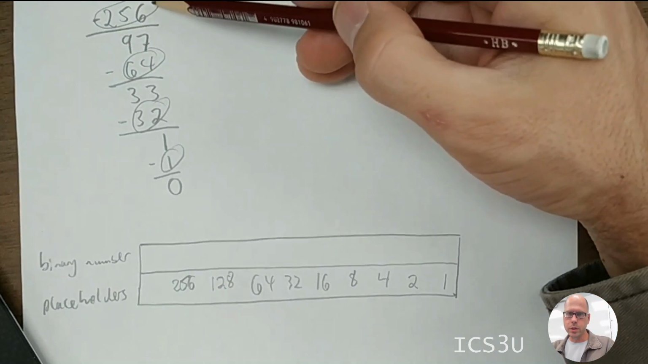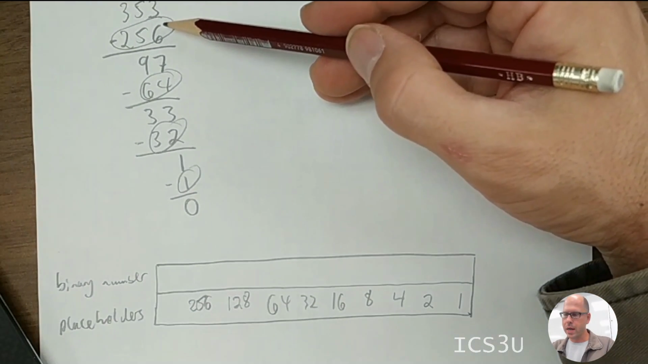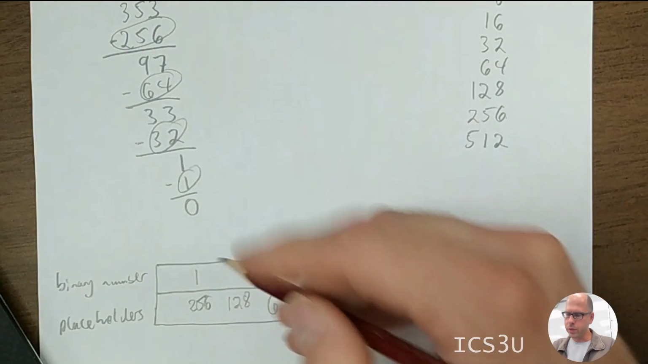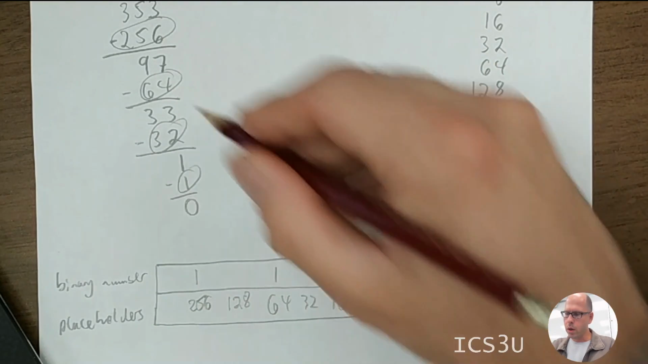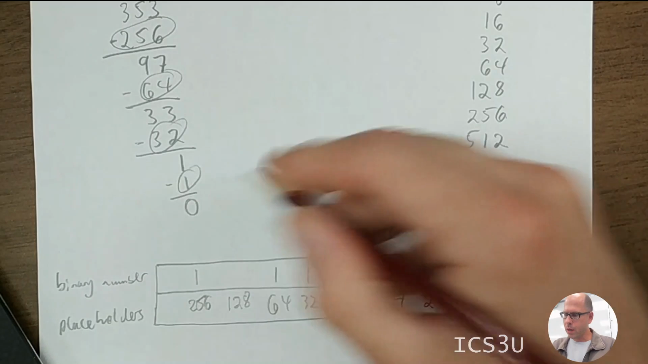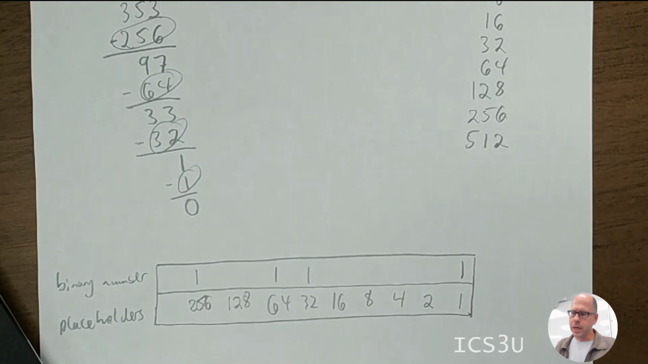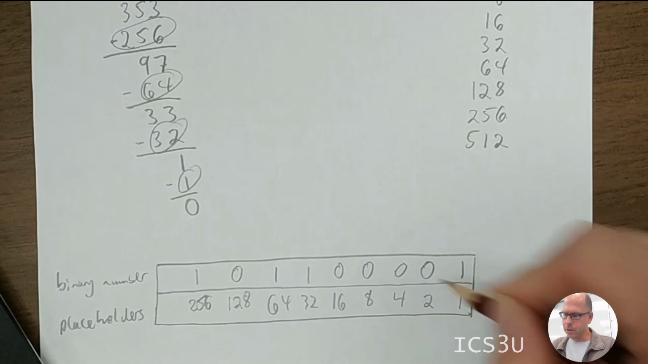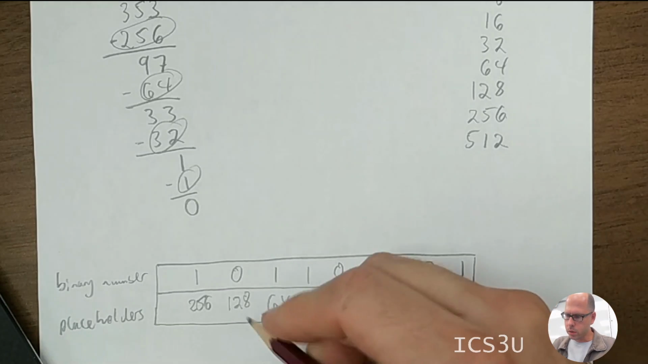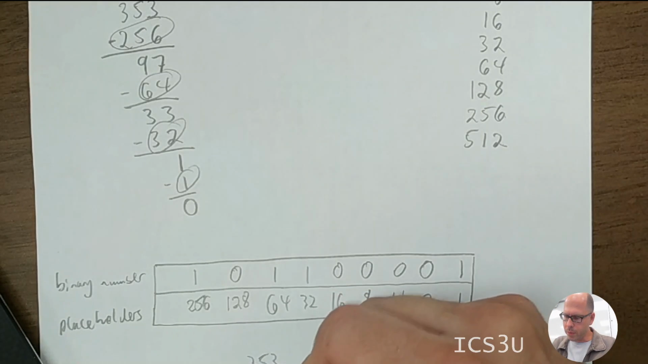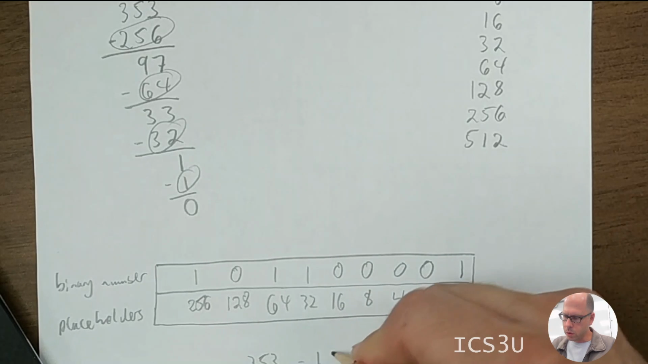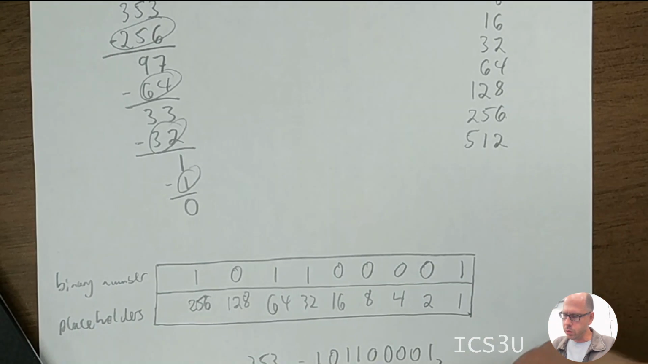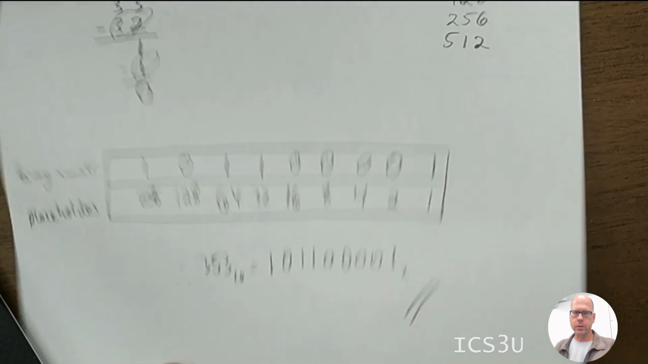So if we use the placeholder in our subtraction when we're knocking the number down, we're going to put a 1. So we did use 256. We used 64, we used 32, and we also used 1. We didn't use any of the other ones, so put a 0 in those locations. And that's our binary number. So therefore, 353 base 10 is equal to 101100001 base 2. That's your final solution.